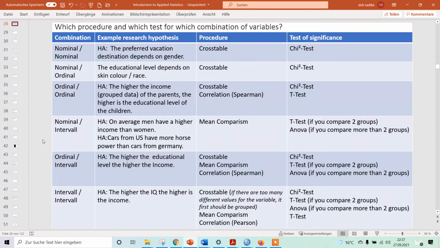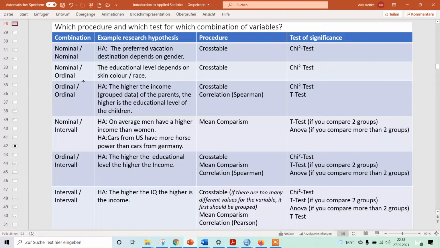So if we have the combination of nominal scaled and ordinal scaled data, an example would be that the educational level depends on skin color or race. Educational level is ordinal scaled because you can rank the data. Yeah, and you would also have to create a cross table and apply the chi-square test, if your research hypothesis is that the educational level depends on skin color or race.